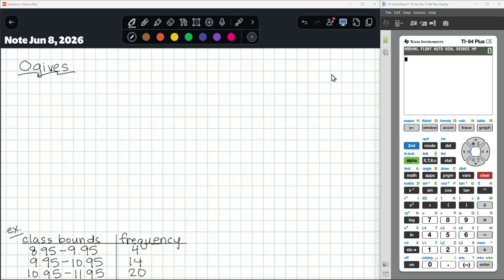Alright, we're going to go ahead and move on to our next graph called an ogive, which is fun to say, and it is related to the last two graphs we've drawn, histograms and frequency polygons. First, this guy gets another name. He is also called a cumulative relative frequency graph.